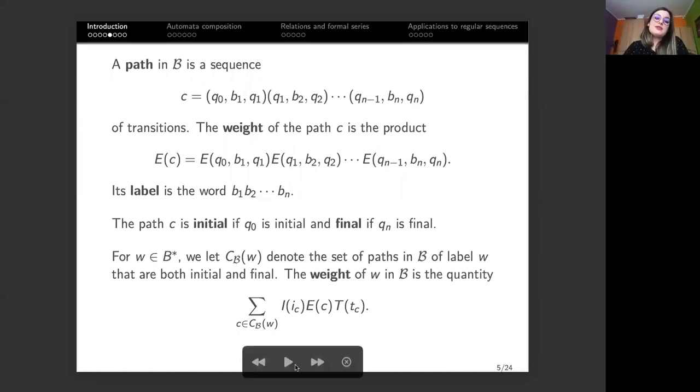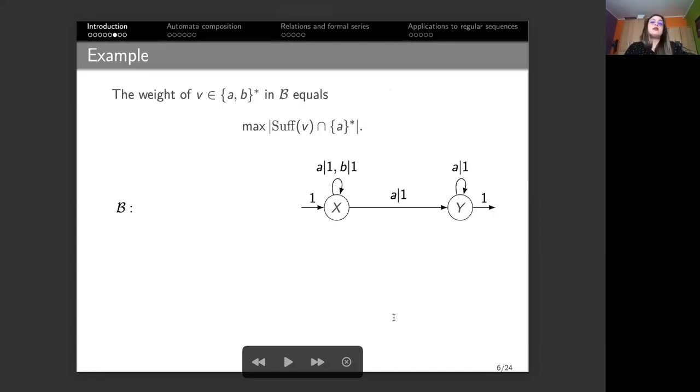But what is new in this slide is that we talk about the weight of a word, and the weight of a word is the sum of the weights of all paths labeled by the word I'm considering, but I multiply this weight by its initial weight and its final weight. So in my example here, I can check that the weight of a word over the alphabet {a, b} is the length of the longest suffix made of a's.